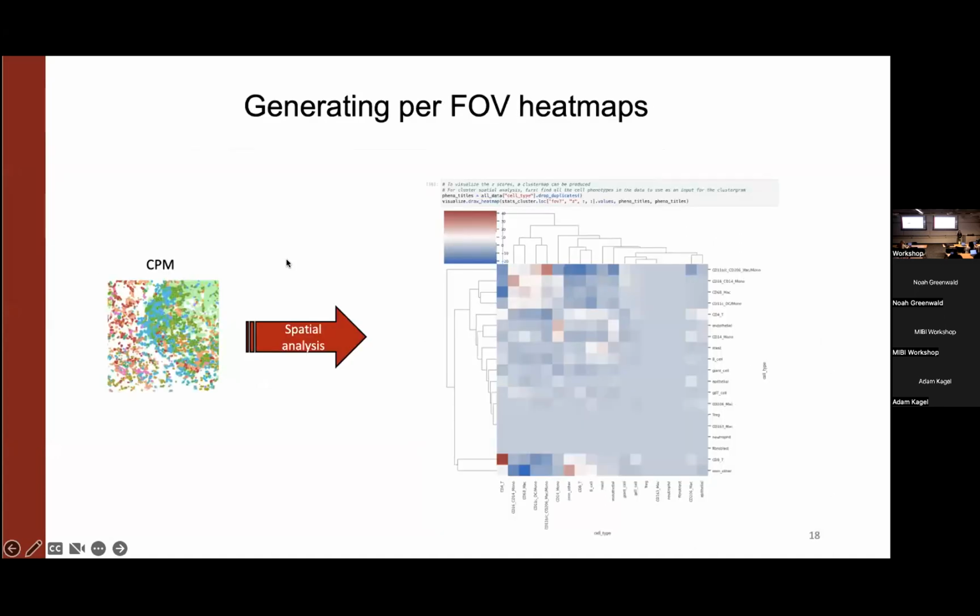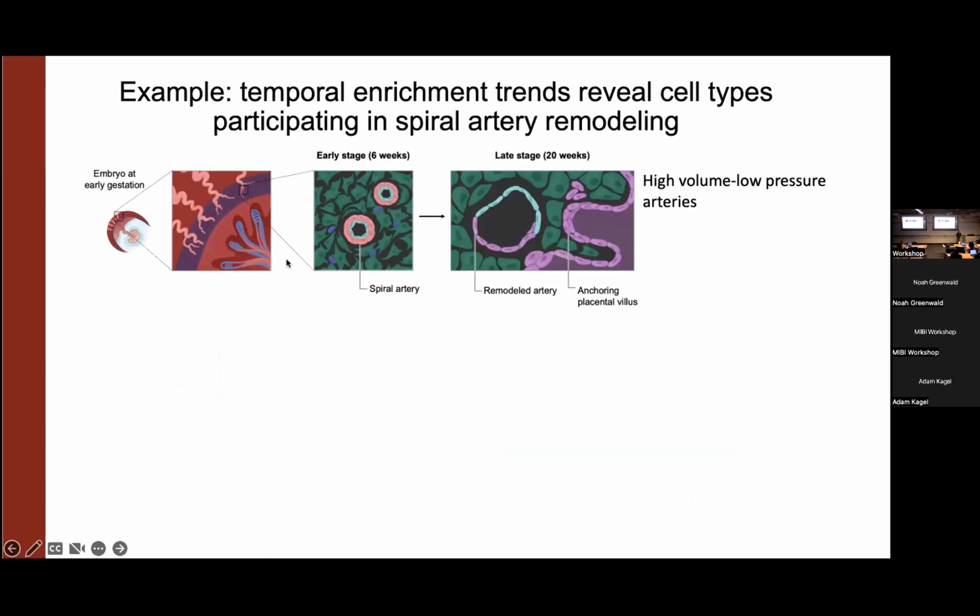The output for each FOV, which goes in as a table shape of the CPM into the algorithm, would be this type of heat map, which indicates the z-scored enrichments between each pair of cell types, or histological features, depending on what you fed into the algorithm. And now I'd like to show an example of how we use this to explore spiral artery remodeling during early pregnancy. We'll start with just a bit of background.